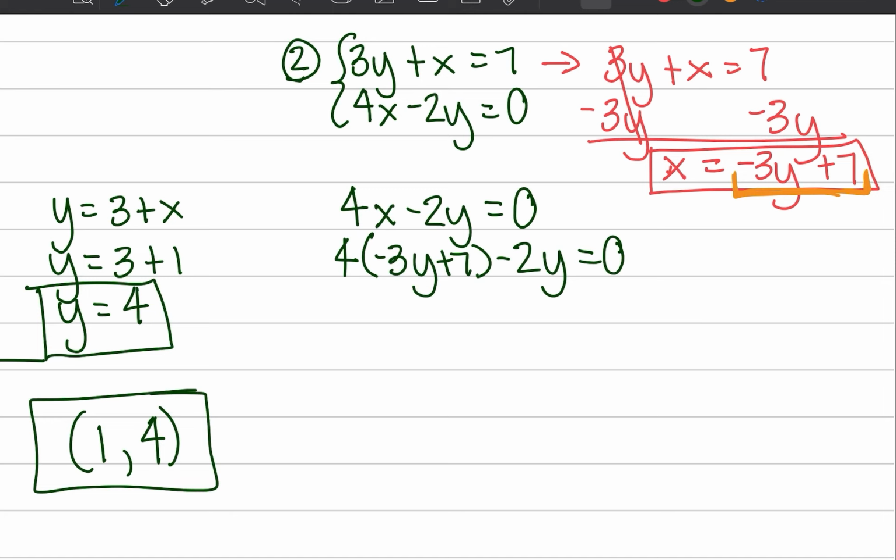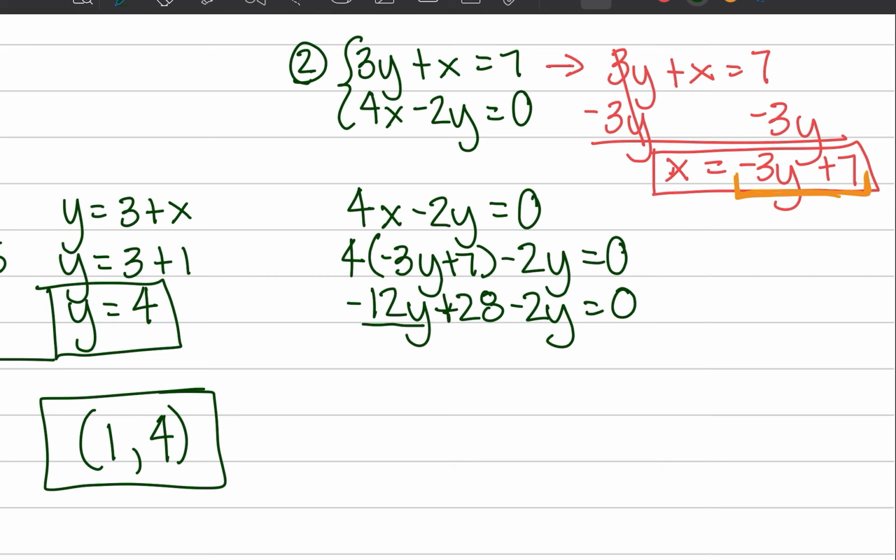So my first step here is to distribute that 4. 4 times negative 3 is negative 12y. 4 times 7 is 28. Bring down the minus 2y and the 0. Then we're going to combine like terms. Negative 12y and negative 2y gives me negative 14y, plus 28.